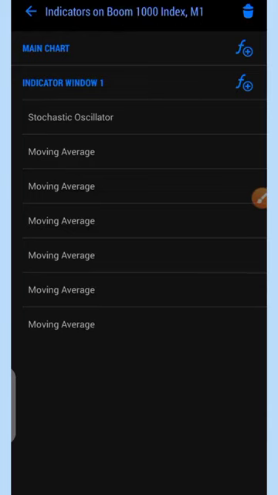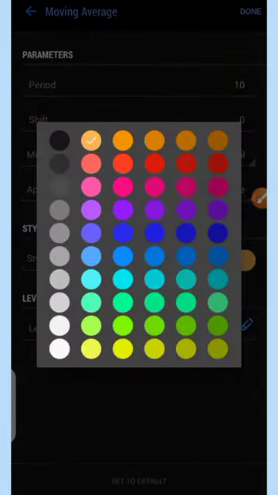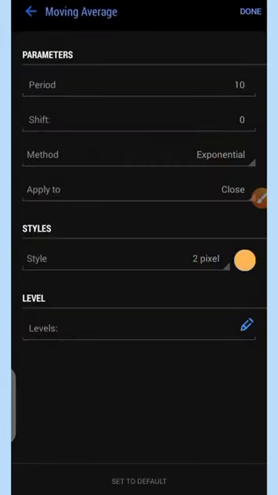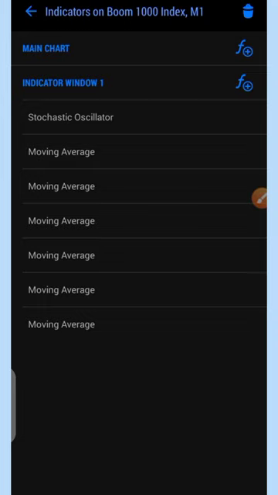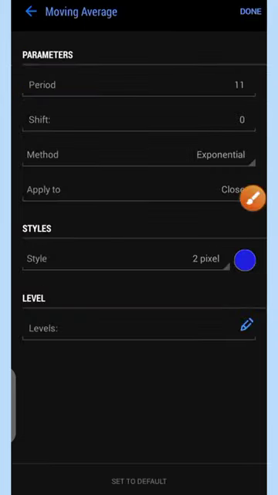Let me show you the moving average setup. The first moving average is 10. You can screenshot this. Shift is 0, method exponential, apply to close, style pixel. You can use any color of your choice. Then click on done. The second moving average, which is this one, is 11, with the same details, only a different color. You change the color of your choice.